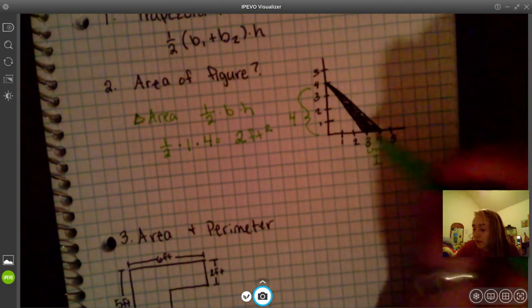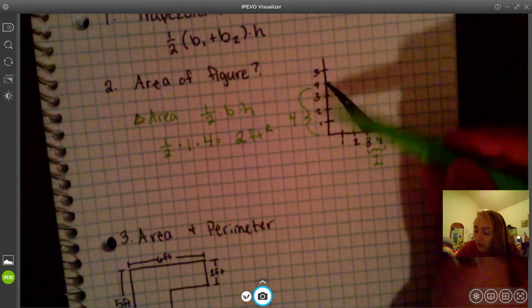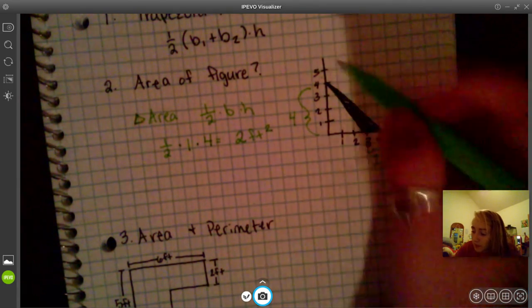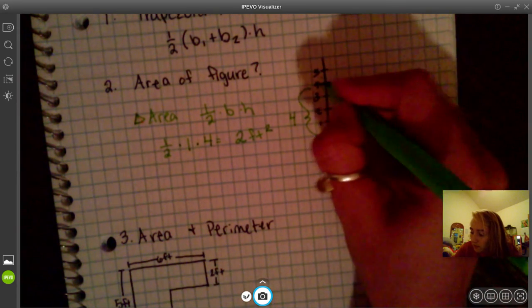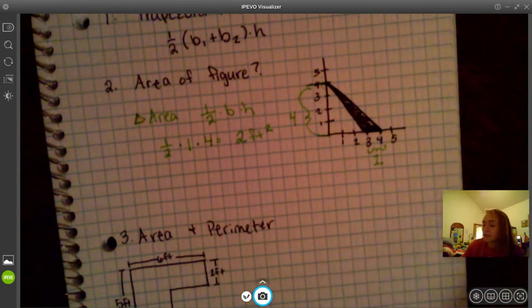And make sure we use the right height. If I use this base, which is the easiest base to see, I have to use the height from the bottom to my highest point. So my height is really from here to here. It's really showing me that the height is there.